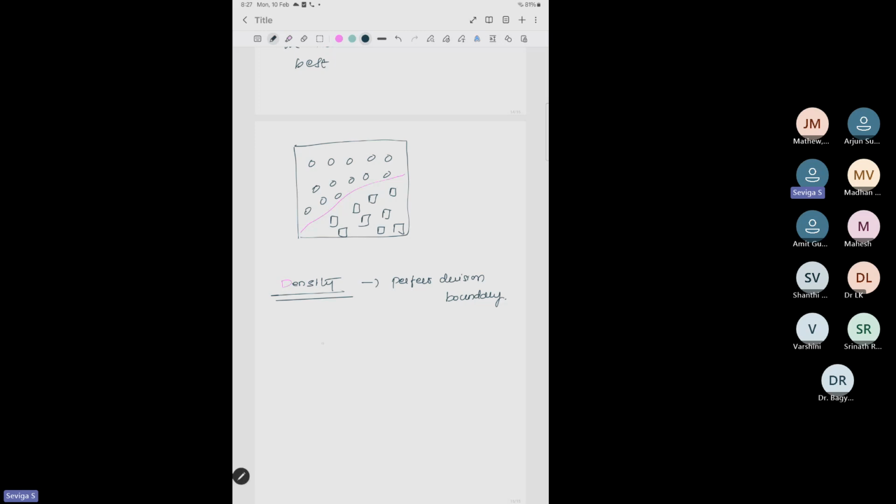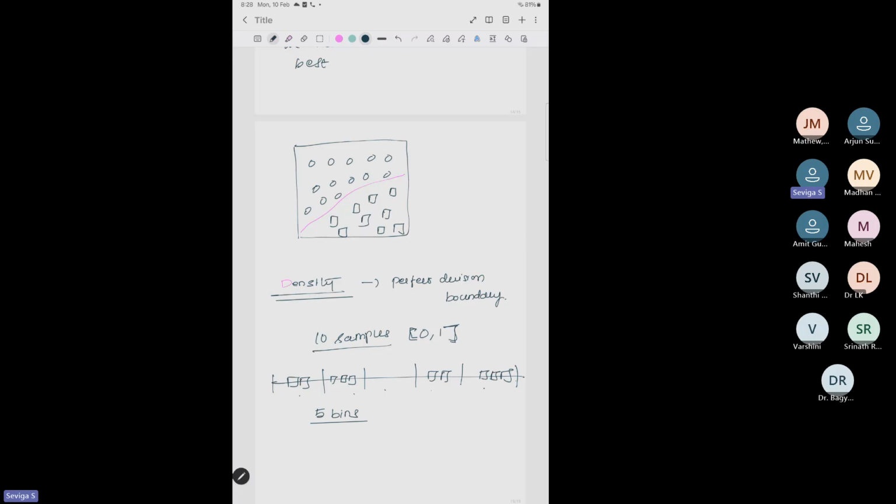Suppose we have 10 samples within the interval 0 to 1. I'm putting these 10 samples on this line segment. We have 5 bins, so 1, 2, 3, 4, 5. So we are putting these 10 samples across these 5 bins.